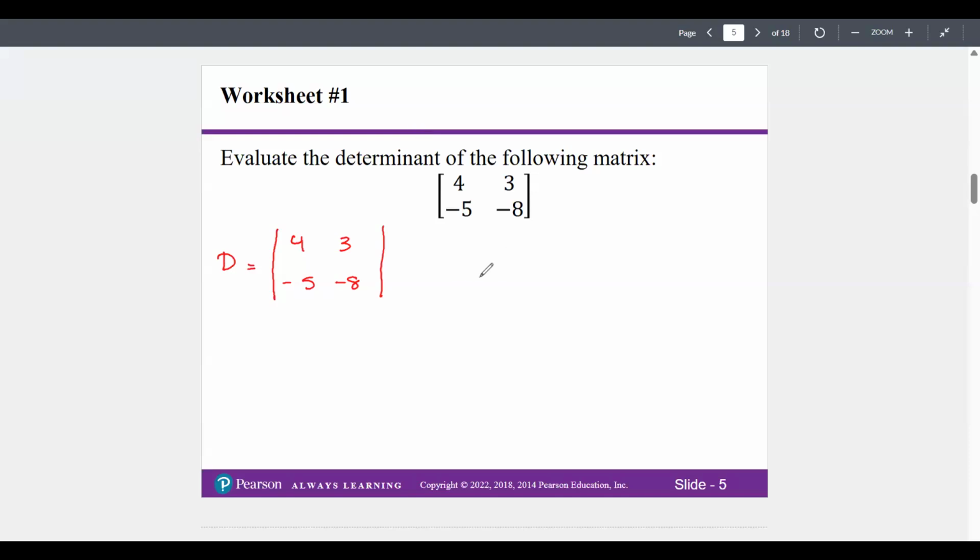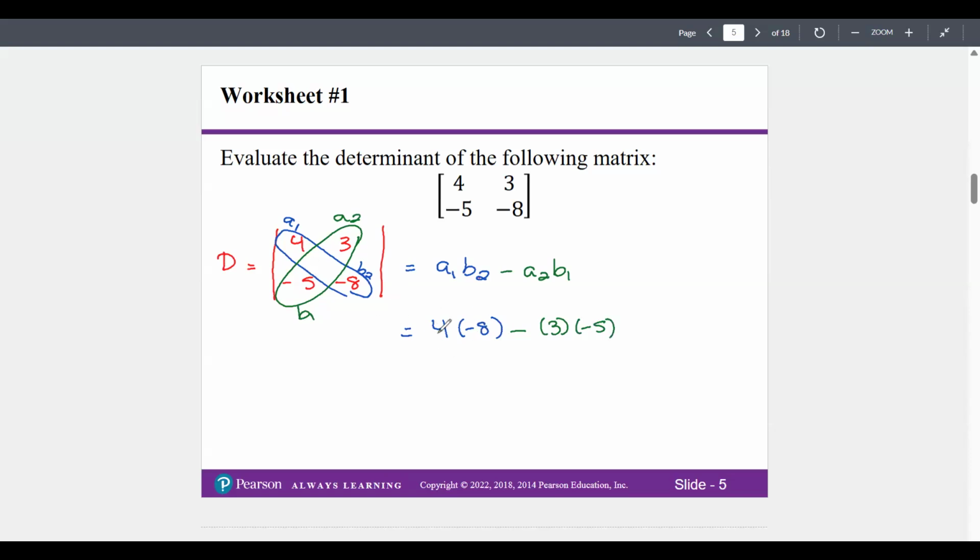Okay, hopefully you had enough time to try this on your own. So like I said, kind of like cross multiplying, we take these two together. So this is my a1 and this is my b2. So we get the 4 times -8. And then we multiply these two together because this is a2, b1. Or we just say it's going to be 3 times -5.